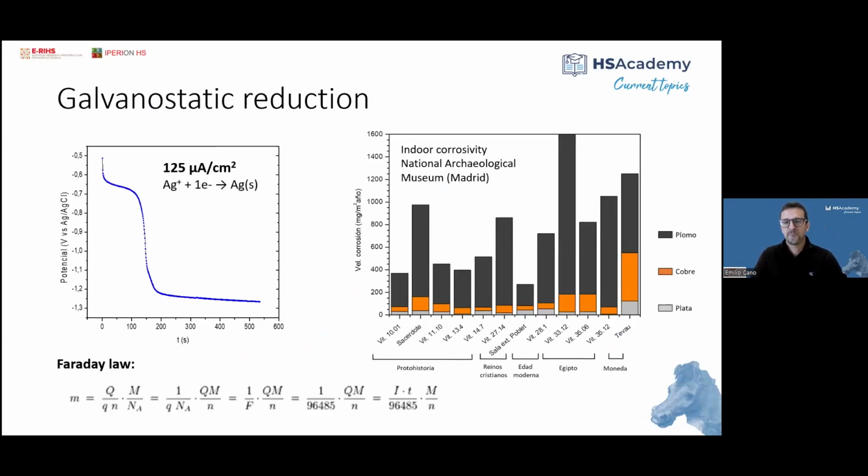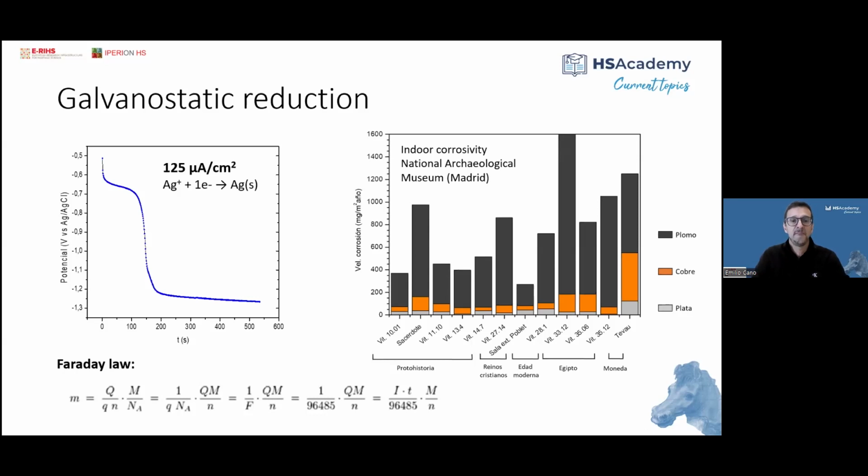Starting with the first one, the galvanostatic reduction consists in the application of a constant current to our electrochemical cell. We then monitor the evolution of the potential over time, and we get a graph such as the one you see on the left, in which we have several steps which correspond to the different reduction processes taking place on the surface. For instance, in this case, this plateau you see at about minus 0.7 volts corresponds to the reduction of silver(I) to metallic silver.